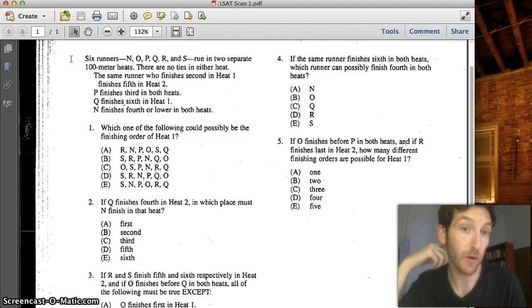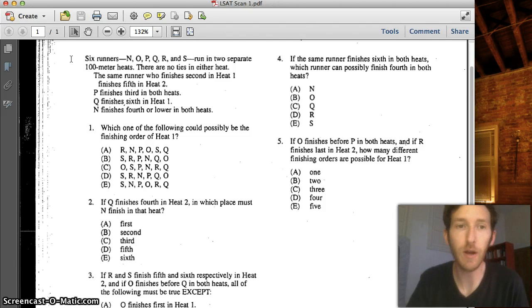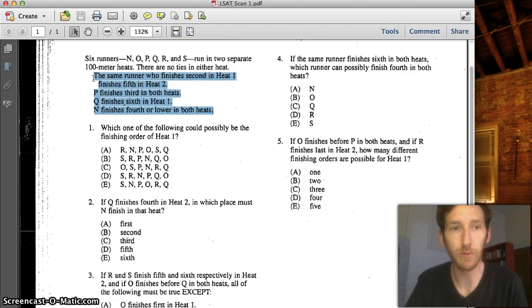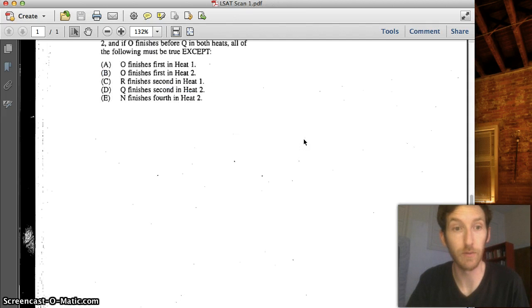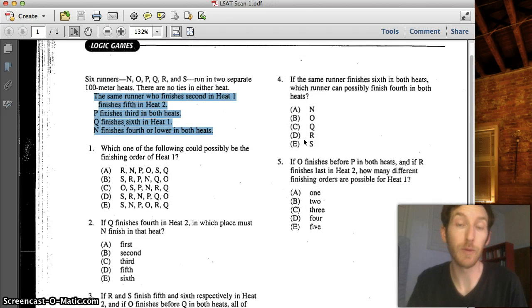It says 6 runners, N, O, P, Q, R, and S, run in 2 separate 100-meter heats, and there's no ties in either heat. And then what this problem does is it gives you these rules, these 4 different rules. And you can consider those to be the kind of global rules which apply to all 5 of these problems that you see in front of you. Now, the answers to each of the problems might be independent of each other, they might be different, but these 4 rules at the top apply to all the problems.